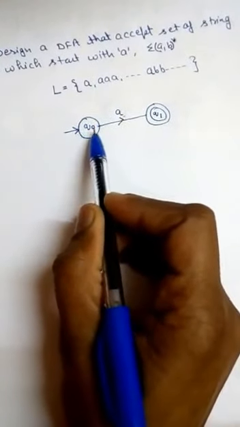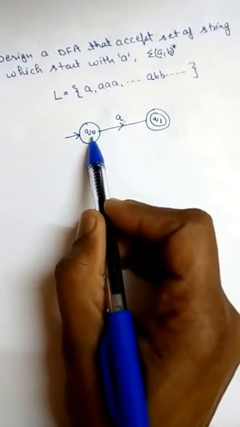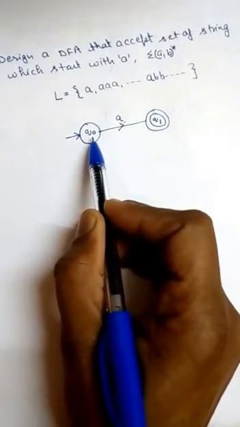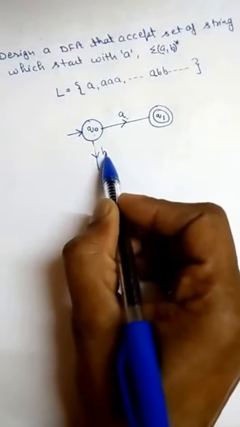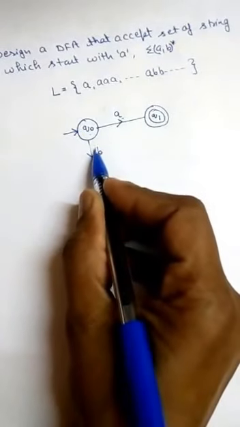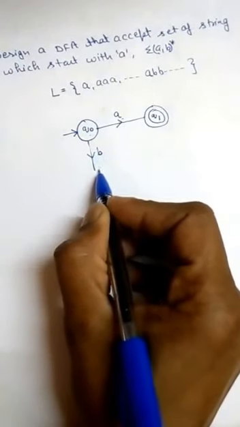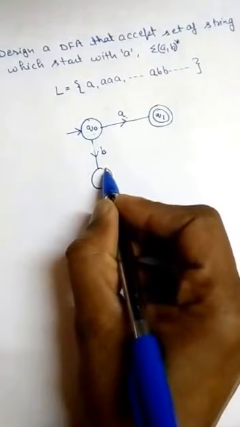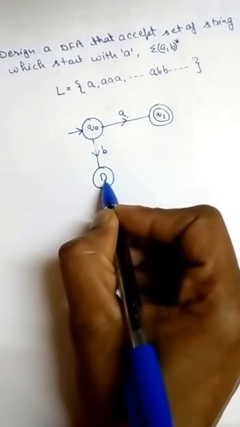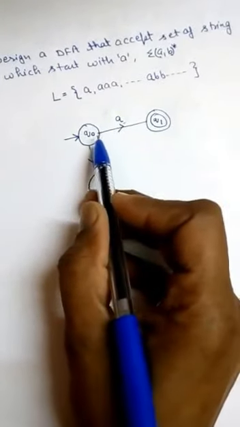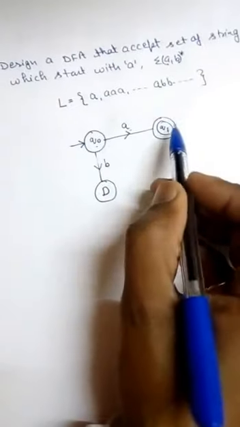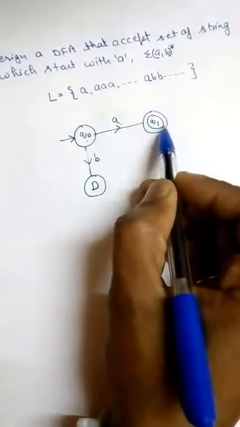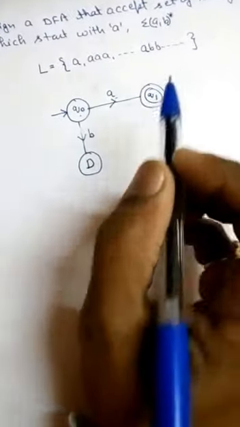Another possibility is we get B as an input in the initial state. If we get B as an input in the initial state, then the string always starts with B. So this is not accepted by the language or the machine, and the machine will reach the dead state. So here you can see we have completed the Q naught state for both input symbols. Now we have to complete the Q1 state and the dead state for both input symbols.